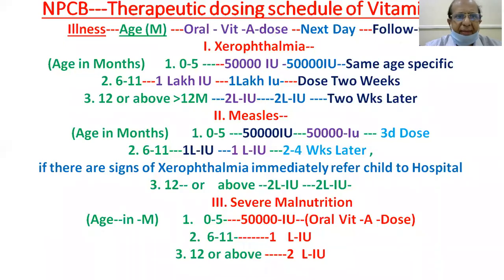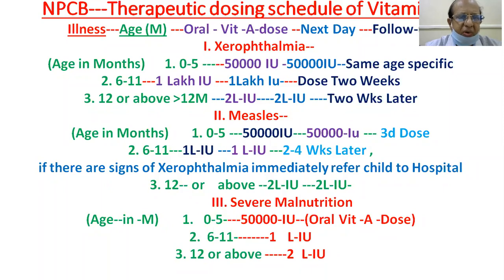Follow-up is age specific. For 6 to 11 months of age, the oral vitamin A dose is given initially, 1 lakh international units, and the next day 1 lakh international units. That means 50,000 on the first day and 50,000 on the second day for 0 to 5 months. For 6 to 11 months, 1 lakh on the first day and 1 lakh on the second day, total 2 lakhs.